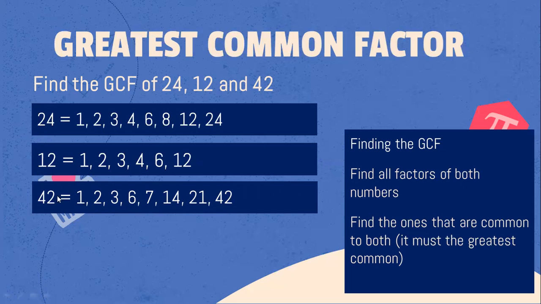Which is the greatest common factor? 24, 12, and 42 have a lot of common factors, such as 1, 2, 3, and 6. But we are looking for the greatest common factor, that is 6. The greatest common factor of 24, 12, and 42 is 6. That is our final answer.